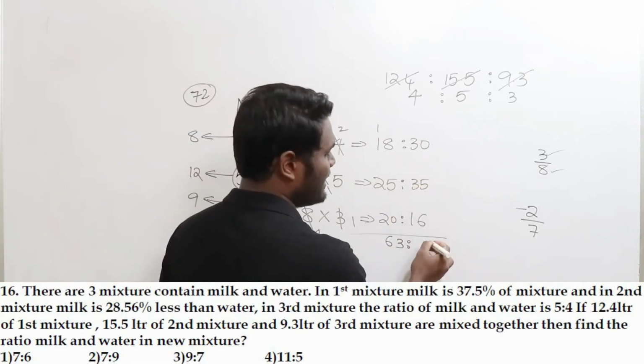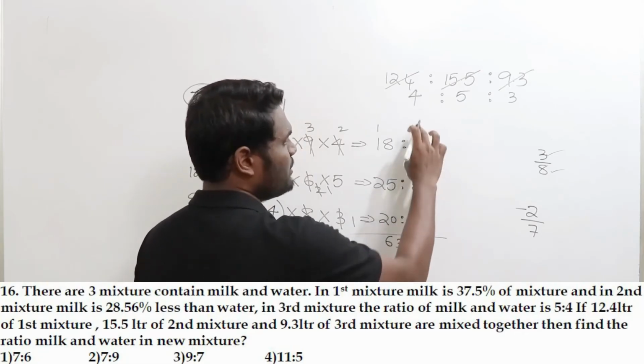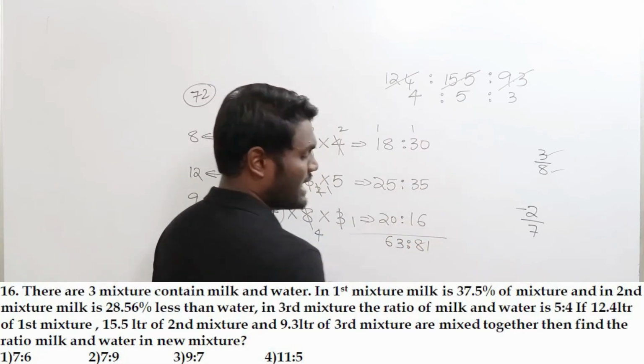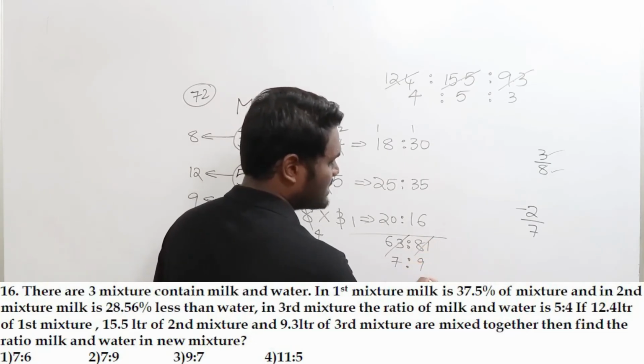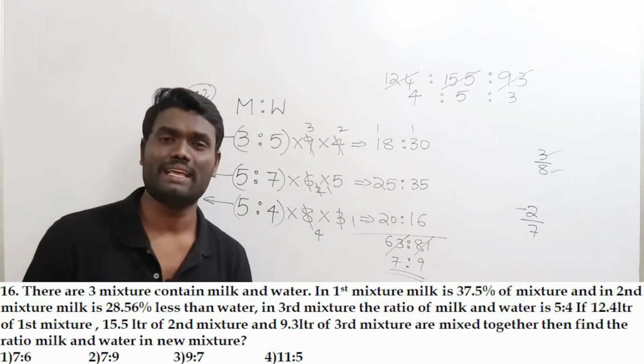Now 5 plus 6, this will be 11. So 1 carry and this will be 1. So this will be 4 plus 4, 8. So this is 8. Now what happened? 9 goes here 7 times, and 9 goes here 9 times. So we can say that the resultant mixture ratio is going to be 7:9.